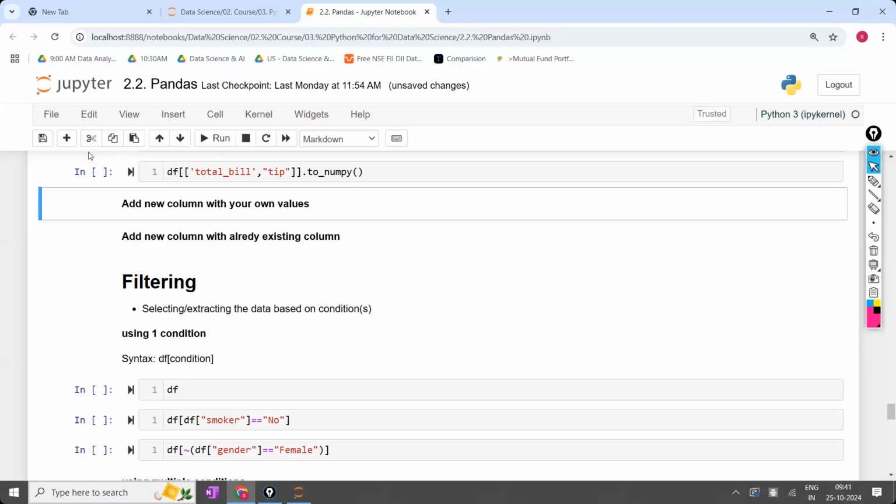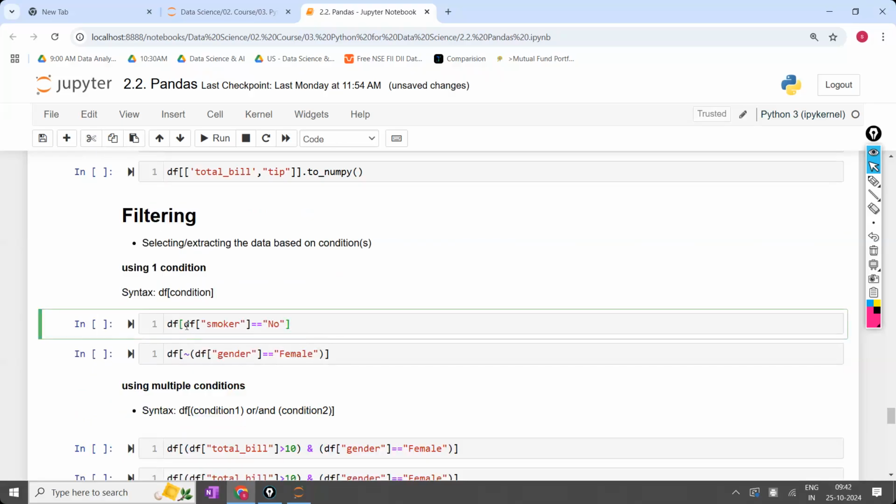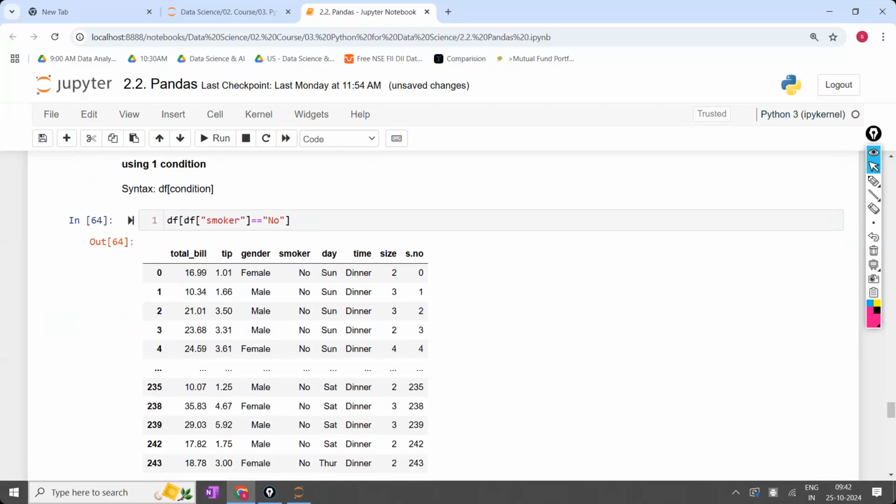Now, coming back to this, filtering. How to extract a single column, sorry, based on a single condition, we are going to write wherever the smoker is equal to no. That means all the records are selected based on the no. What records are there? Every record of non-smokers. Okay.